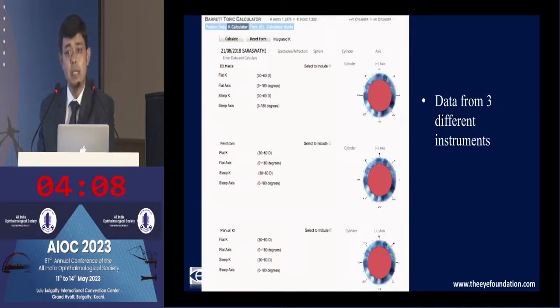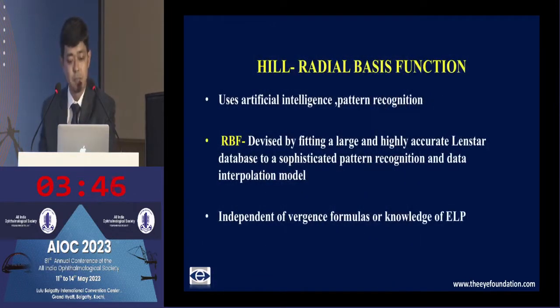Apart from that, in a more complicated case, you can also use something called the integrated K, where you can compute values from 3 different keratometers, using, let's say, in this example, the IOL Master, Pentacam, and Manual K. And all of these can be used, and the average reading of this is then taken for computation in these patients.